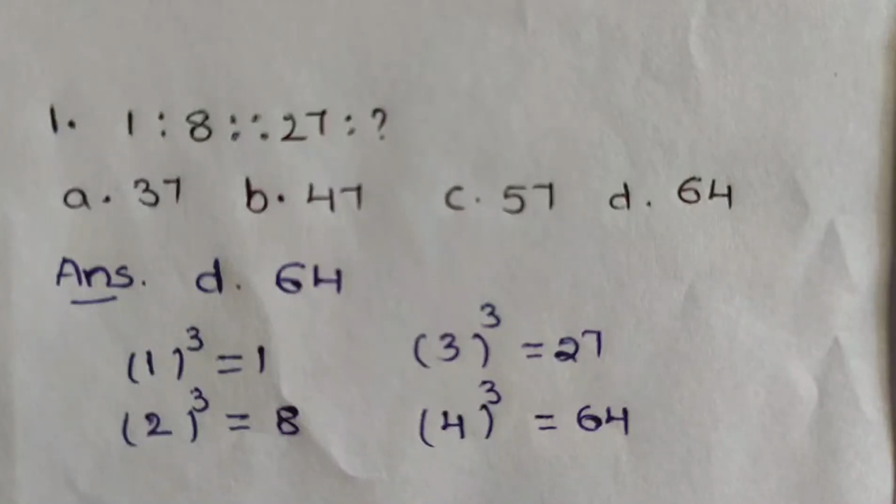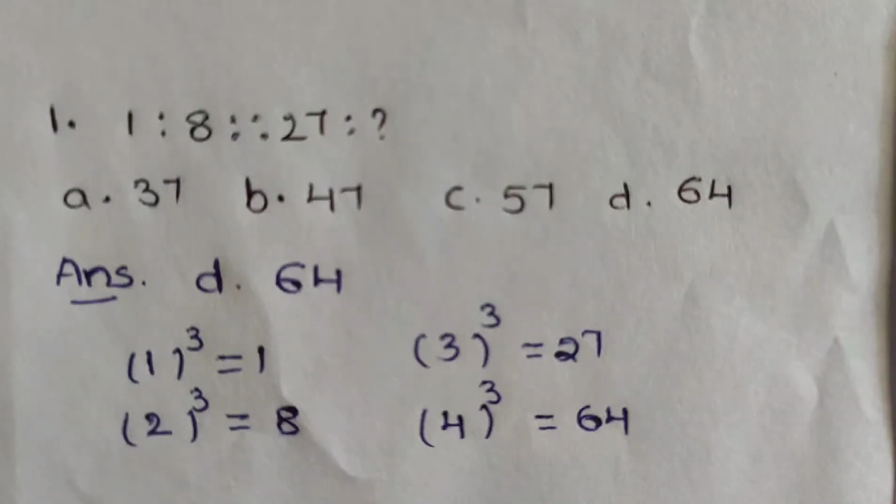Before solving the second part, let us find out the relation that the first part carries. Here the first part is 1 is to 8. If you carefully see, 1 can be considered as the result of 1 cube and, sorry, 8 can be considered as the result of 2 cube. So here the relationship is the cube of a number.